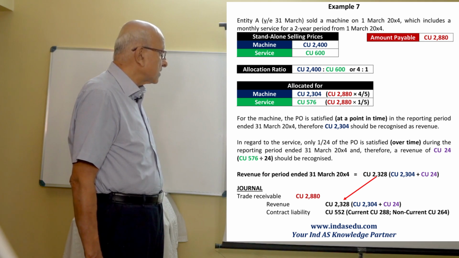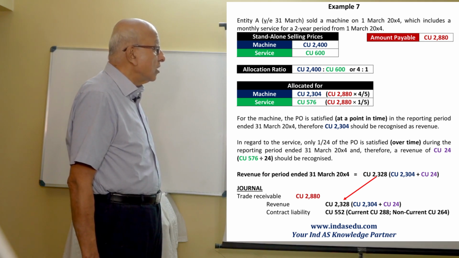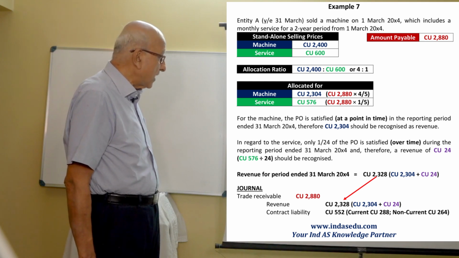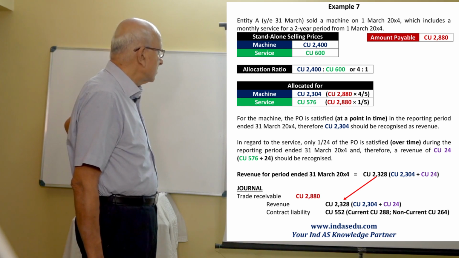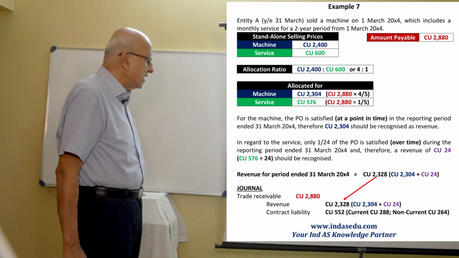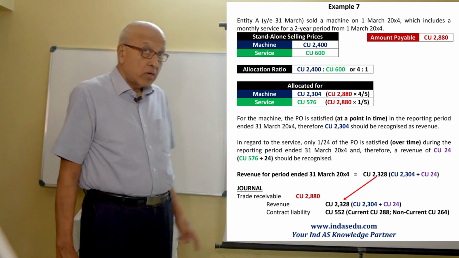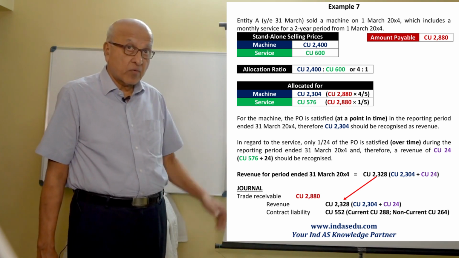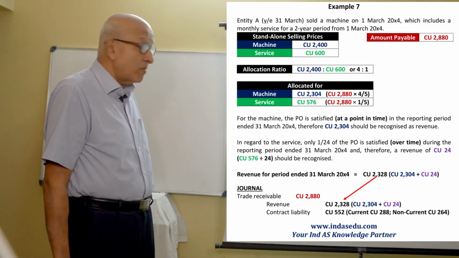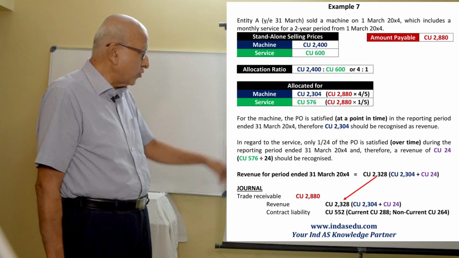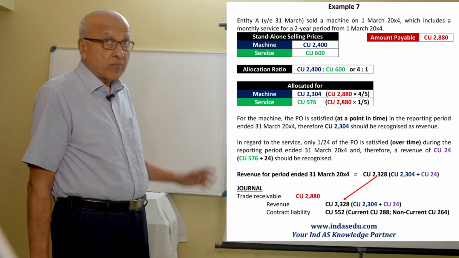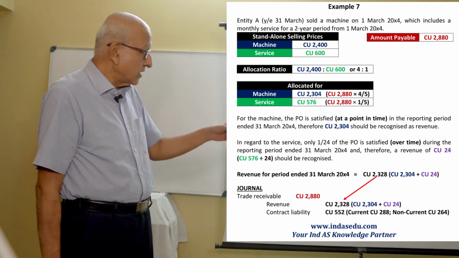Revenue for the period ended 31st March is the aggregate of these two. For the machine 2,304, for the services 24. Balance amount 552, that is 576 minus 24, is contract liability. This will become revenue in subsequent reporting periods when the services are provided. So it is allocated between current and non-current: 12 months after the end of the reporting period is current, 288, that is 24 into 12, and the remaining 11 months, that is the reporting period after next, is 264.